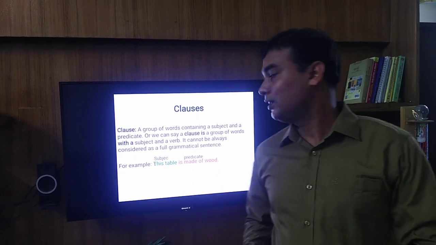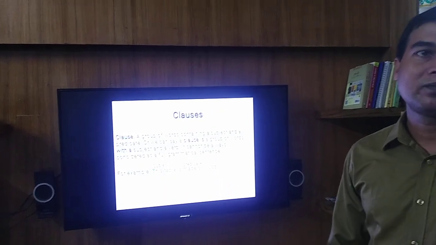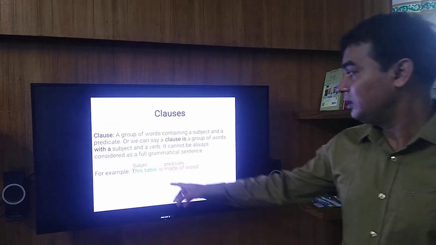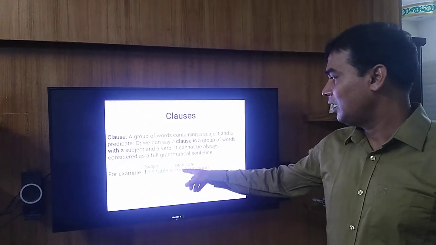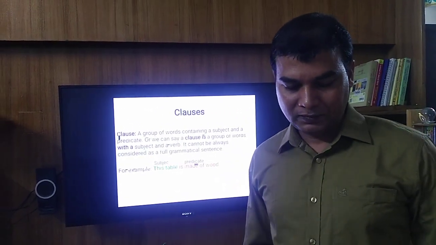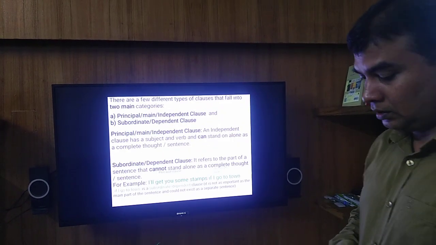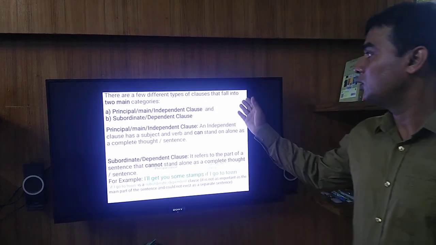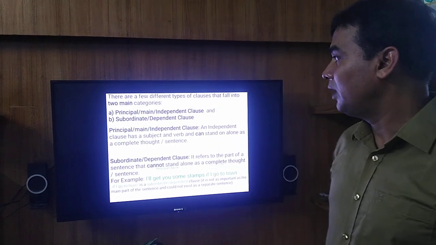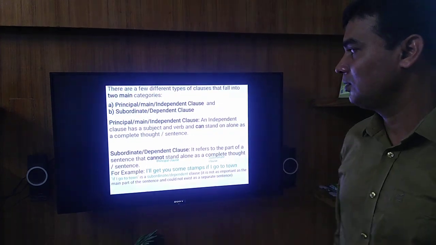It cannot always be considered a full grammatical sentence. For example, this table is made of wood. Here, this table is the subject and is made of wood is the predicate. Now, there are mainly two types of clauses. You see, principal or main or independent clauses, and subordinate clause or dependent clause.